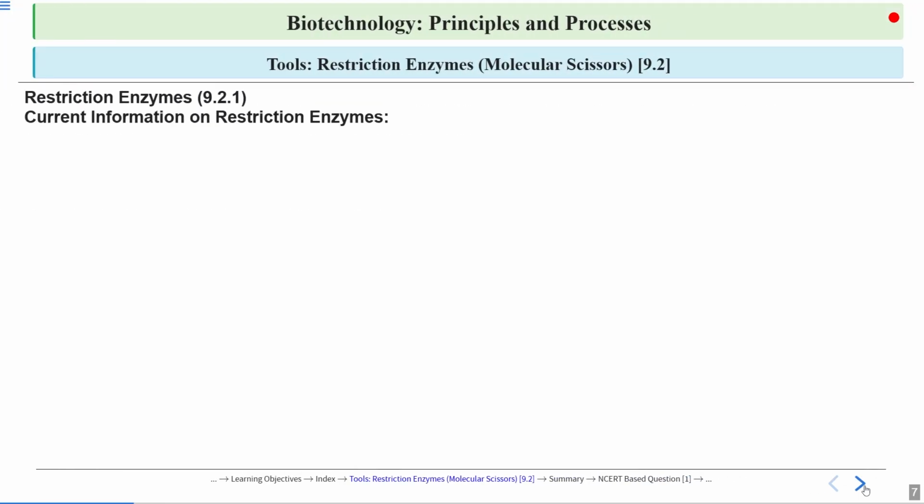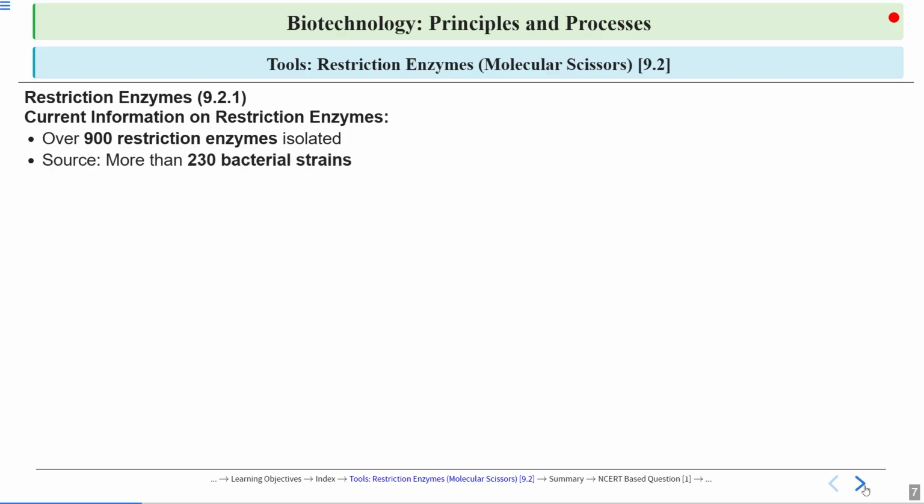The current information on this enzyme is that more than 900 restriction enzymes have been isolated from more than 230 bacterial strains.